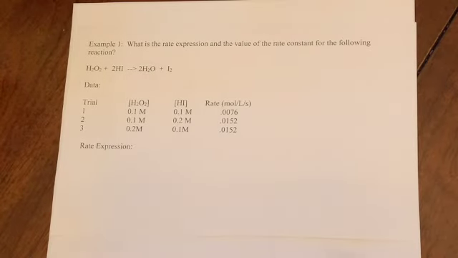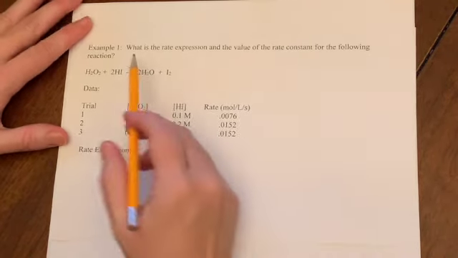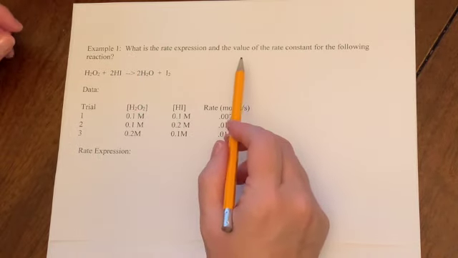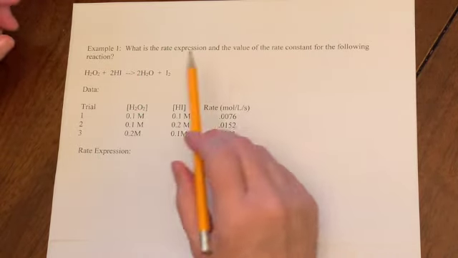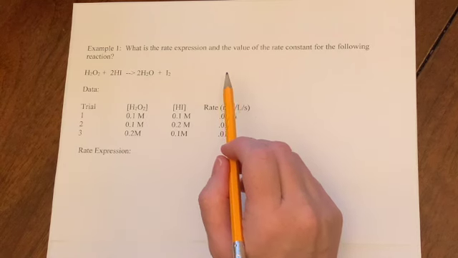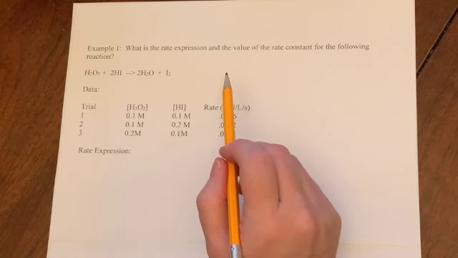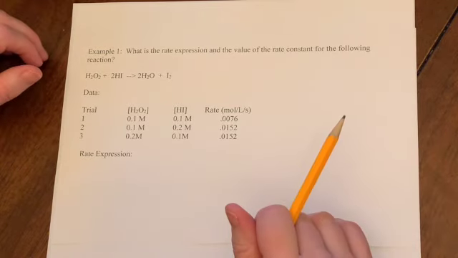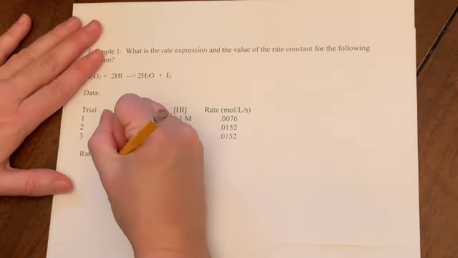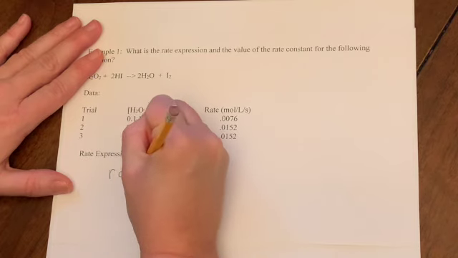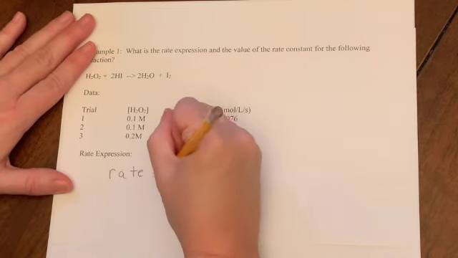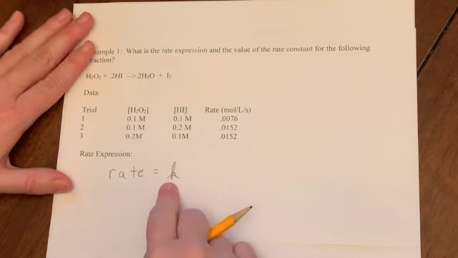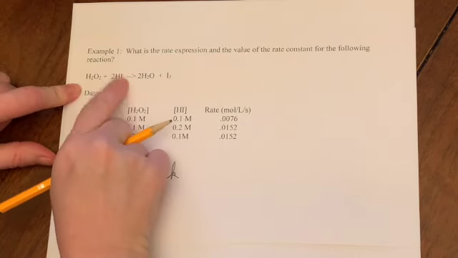All right, so here we go. What is the rate expression and the value of the rate constant for the following reaction? All right, great. So let's take a look. First thing you want to do is write the rate law. So rate is going to be equal, again, not a lot of thought in this. You're just going to put the k, then you're going to look at your reactants.